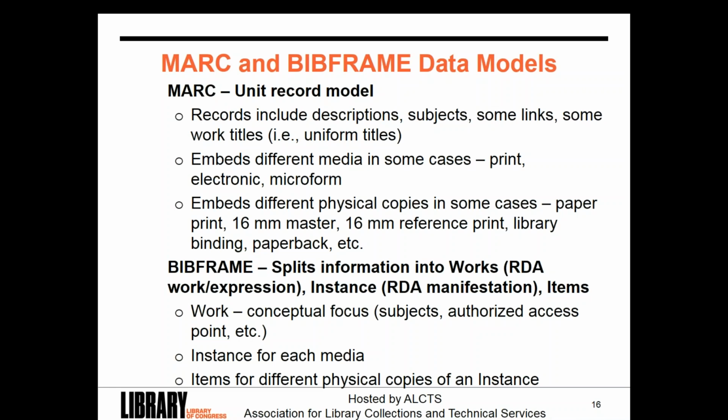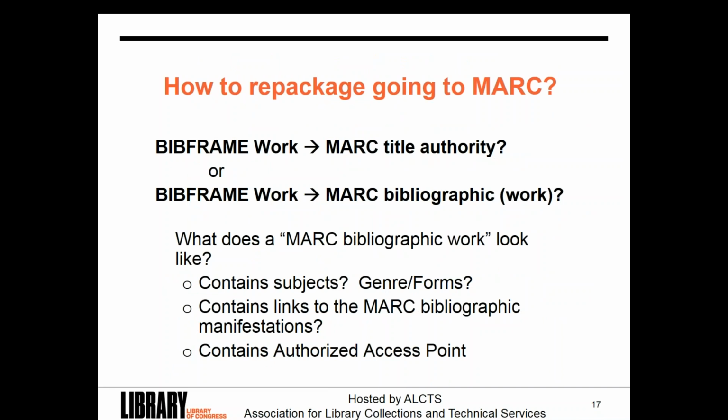So how are we going to repackage this data? We've got a BibFrame work. Do we make it into a MARC title authority, or do we make it into a MARC bibliographic work? We don't have bibliographic works right now in the MARC environment, but that would certainly be the easier way if we want flexibility going from BibFrame to MARC and then MARC to BibFrame. If we could just do BibFrame works to MARC works to BibFrame works. So it could mean a difference in the way we do our bibliographic records in the MARC environment.